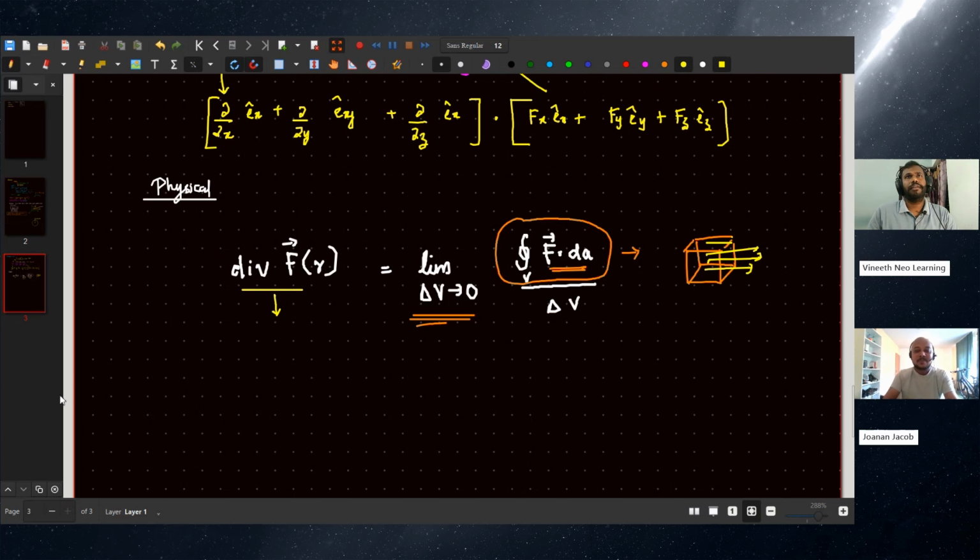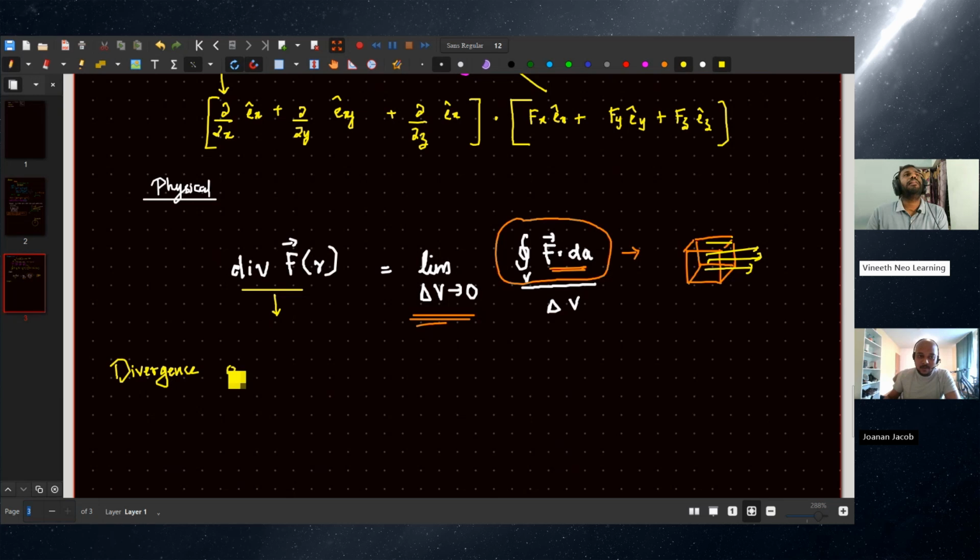Can you take flux through an infinitesimal volume? So divergence is some kind of flux density. Actually, divergence is a scalar field equivalent to the flux through an infinitesimal volume. Have you understood? So divergence of a vector will give a scalar which is equal to that. Okay, let me write that. That will be divergence.